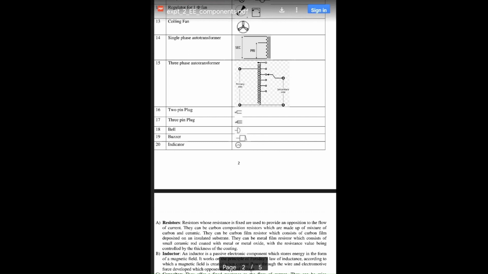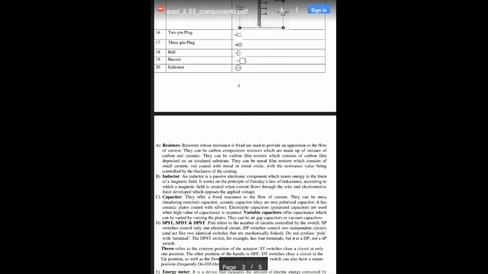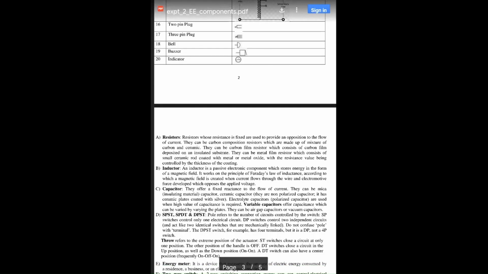So what do you understand by auto transformer? In a transformer, we have a primary winding and a secondary winding. But if a part of the primary winding and the secondary winding is common, as shown in the figure, it is called a single phase auto transformer. Similarly, if it is a three-phase transformer and a part of the primary winding and the secondary winding is common, then it is called a three-phase auto transformer. So the next symbol is of a two-pin plug.